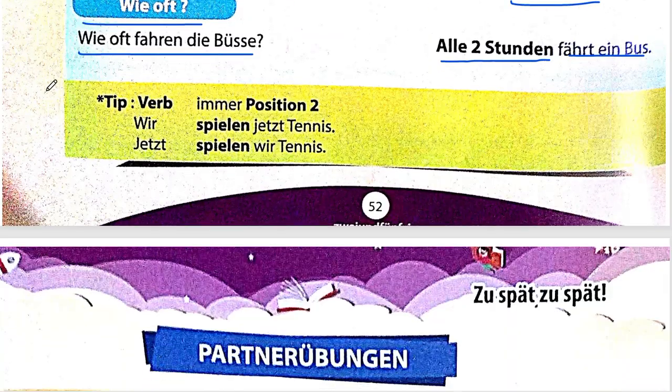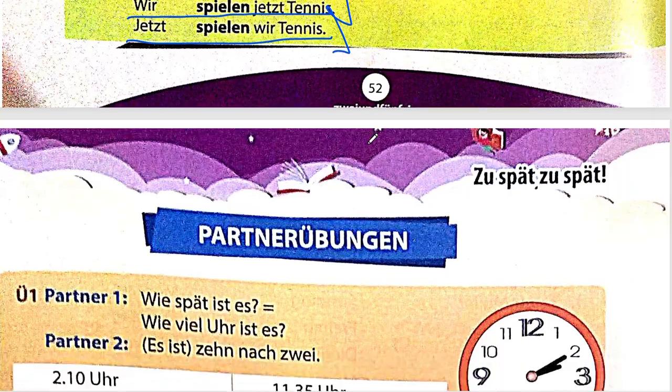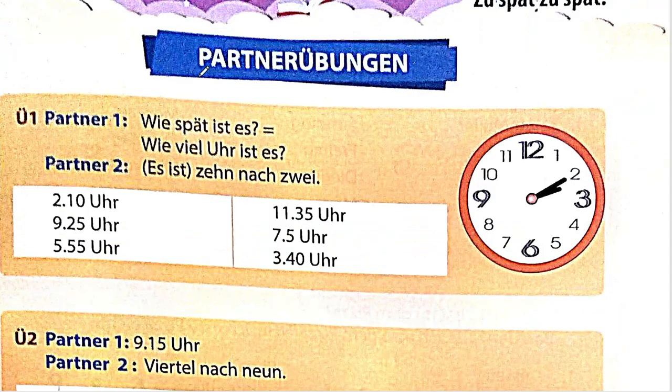Okay, we have a tip: the verb is always in position 2. Wir spielen jetzt Tennis. Jetzt spielen wir Tennis. I've already discussed this in the previous parts. Okay. Moving to page number 53. It's a partner activity, so you'll have to do this by yourself, but I'll just go through it really quickly.